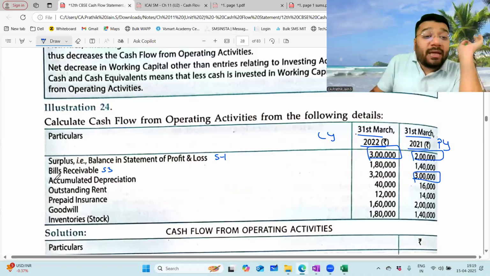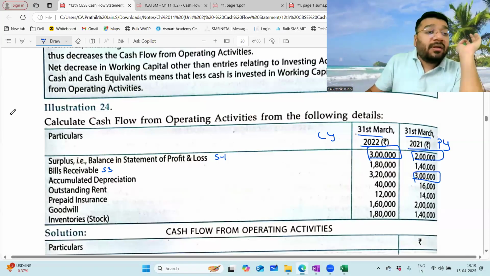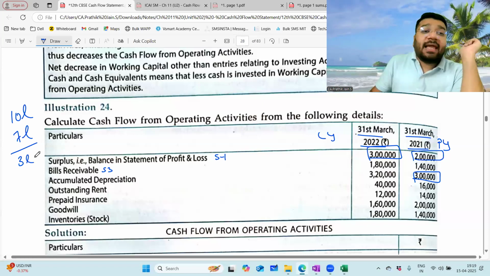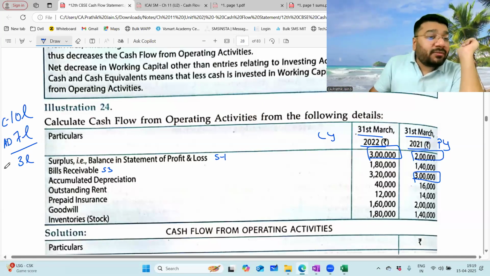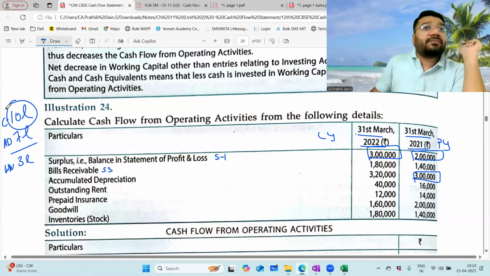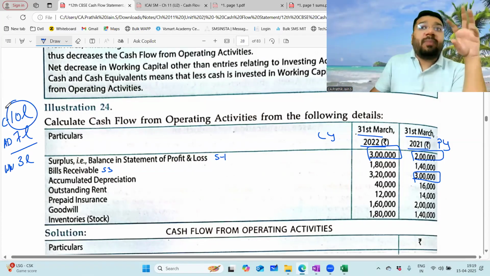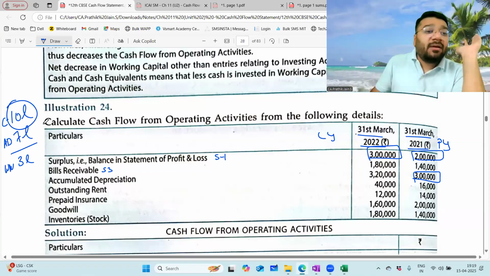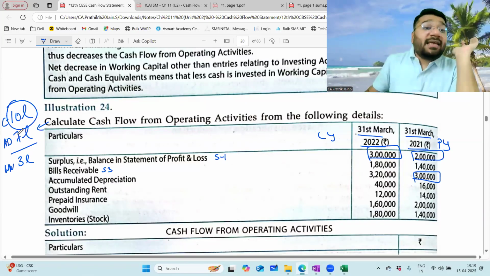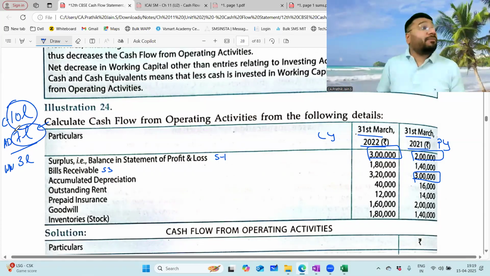What is the meaning of accumulated depreciation? Sir, 10 lakh is the cost of the asset. Accumulated depreciation 7 lakh. WDV is how much? 3 lakh. This is cost. This is accumulated depreciation. This is WDV. Cost means what? The money incurred to buy the asset. Purchase value of the asset is 10 lakh. What is 7 lakh rupees accumulated depreciation? What does it mean? Total used value of the asset. Out of 10 lakh, 7 lakh worth of asset you have used so far.